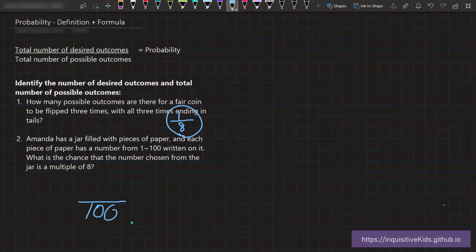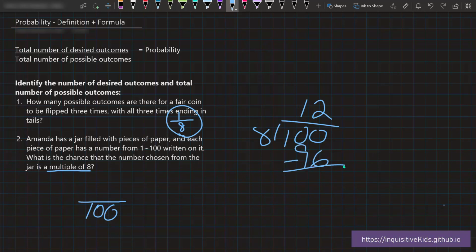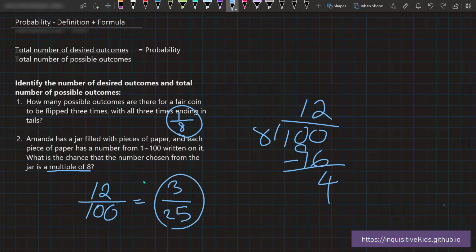On the top, we can look at our desired outcomes. We're looking for multiples of 8. So in the range from 1 to 100, how many are multiples of 8? Well, we could do this by just taking 100 and dividing it by 8. And you'll see that the closest multiple of 8 to 100 that is not exceeding 100 is 96, which gives us 12. So we know that there are 12 multiples of 8 in 100. So that would be our numerator. But here, since we have a fraction, and usually we express probabilities in fractions because it's easier to evaluate, we can simplify it to get 3 over 25. So our probability for the second problem is 3 over 25.